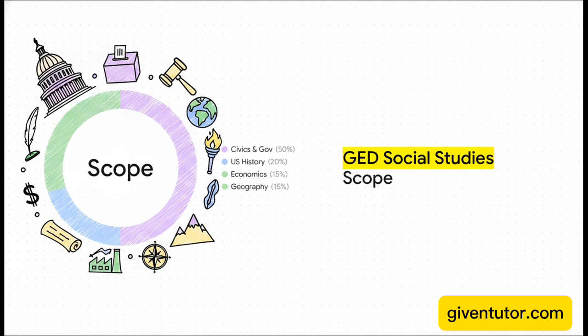The GED's Social Studies test focuses on 4 main categories. Geography and the world is 15%. Economics is another 15%, and U.S. history makes up 20%. But check out that massive 50% slice right there, civics and government. That literally means half of your entire grade hinges on understanding how the nation runs. And that is exactly why we're focusing so heavily on the U.S. Constitution today. It's the absolute engine of that 50%.